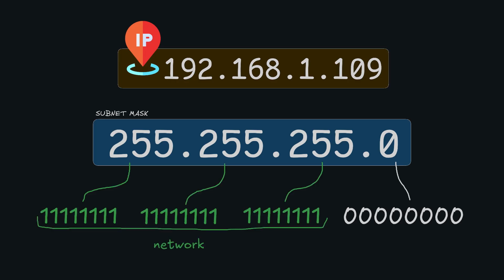The ones represent the network part. The zeros represent the host part. So in this first example, the first 24 bits are all ones. That means the first 24 bits of the IP address are the network and the last 8 bits are for the host.